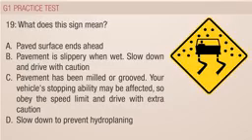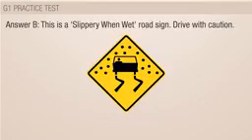Answer B. This is a school crossing ahead road sign. Question 19. What does this sign mean? A. Paved surface ends ahead. B. Pavement is slippery when wet. Slow down and drive with caution. C. Pavement has been milled or grooved. Your vehicle's stopping ability may be affected, so obey the speed limit and drive with extra caution. D. Slow down to prevent hydroplaning. Answer B. This is a slippery when wet road sign. Drive with caution.